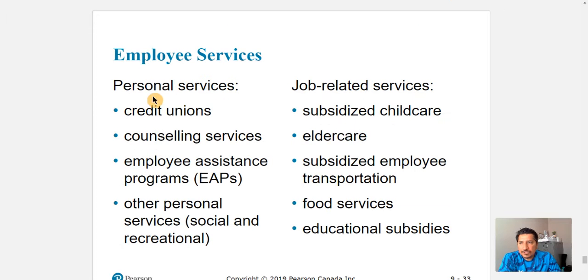Employee services: personal services and job-related services. Personal services include credit unions, counseling services, employee assistance programs, other personal services, and social and recreational. Job-related services include subsidized childcare, like giving discounts on childcare, elder care, subsidized employee transportation, food services, and educational subsidies, like discounts you give them.